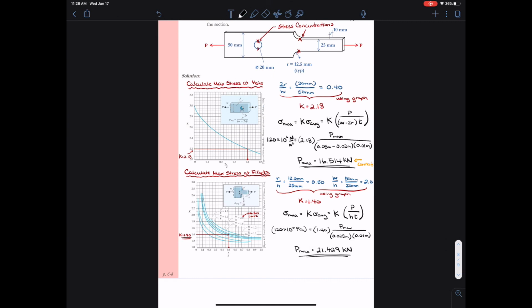So we say that failure at the hole would control, and therefore the maximum allowable load that I'm able to use in this particular problem using the stress concentrations is 16.514 kilonewtons, because once I go above that, I would initiate failure at the hole even though I don't have failure yet in the fillet region.